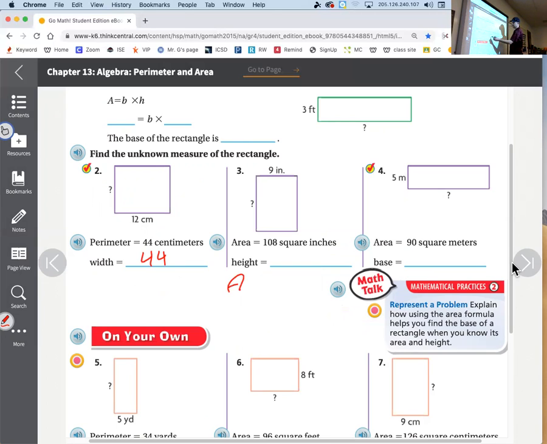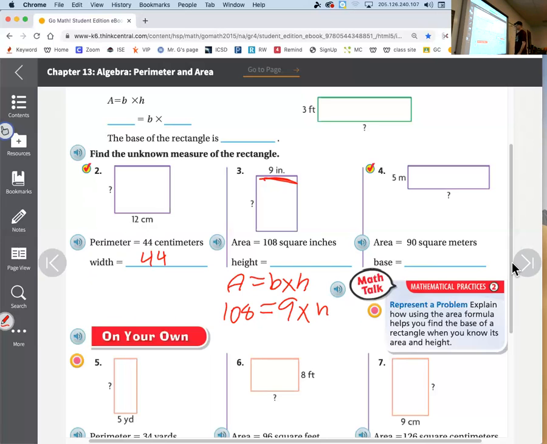So the area is base times the height. We know what the area is. It's 108. We know what the base is? We do. It's 9. And then we don't know what the height is. So what times 9 equals 108, okay?